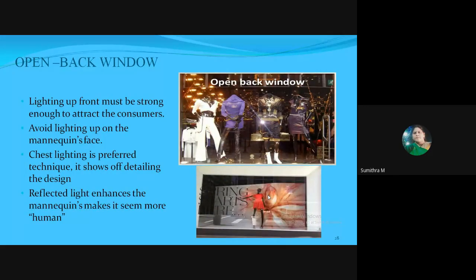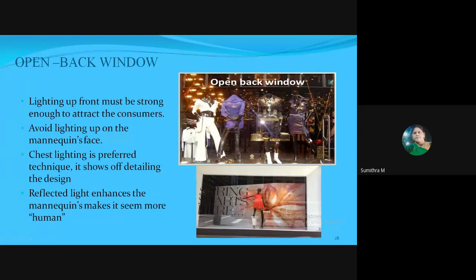This is an open back window. The back side of the window is open and lighting is also arranged. This is one type of open back window, and this is another type of open back window. So the back side is opened.